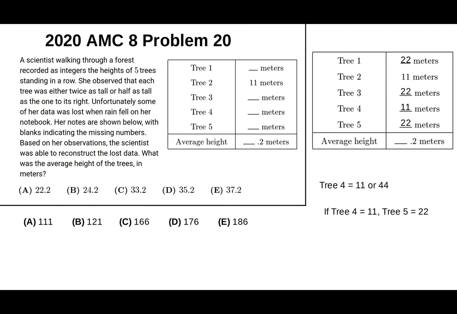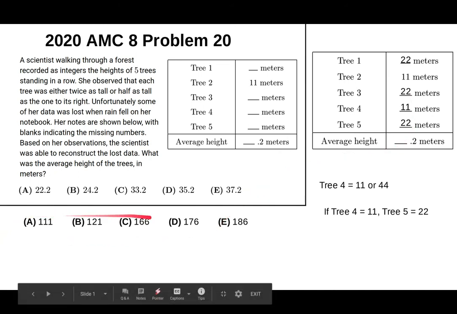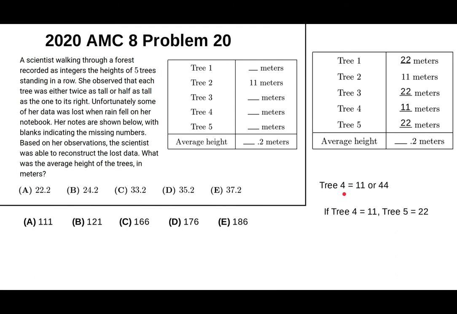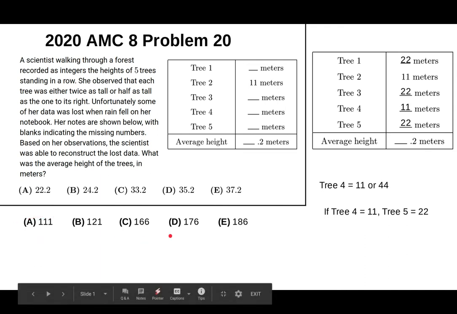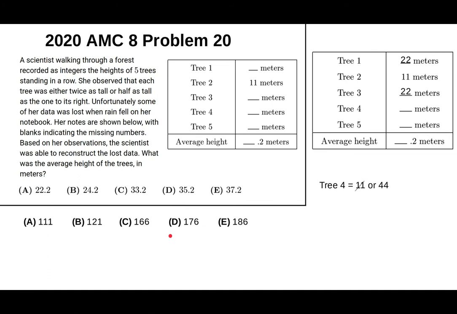Let's add these all up and see if we get any of these option choices. If not, then that means tree 4 is not 11. So when we add these, we get 88, and 88 is not one of the answer choices. So that means tree 4 is not 11. So that means tree 4 must be 44.